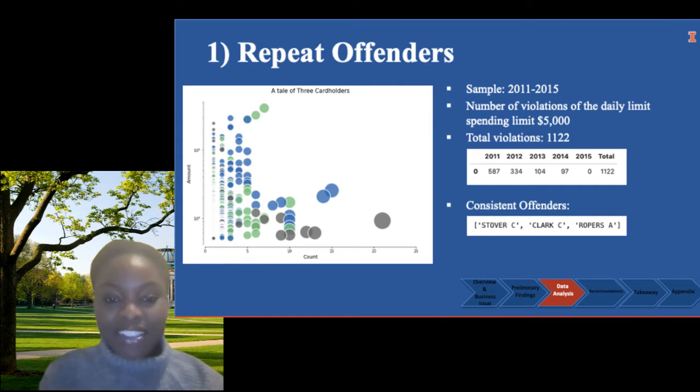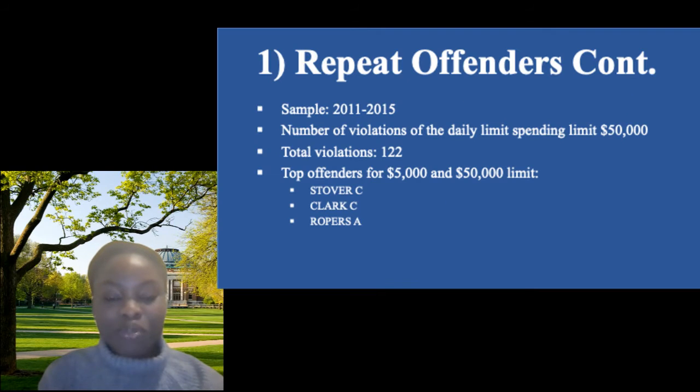Also, Clark C, Rupa A, and Stover C consistently violate the rules yearly. We also performed the same analysis for the full data set and found 122 potential violations of the $50,000 annual spending limits. From our analysis, we find that Clark C, Rupa A, and Stover C have violated both the $5,000 rule and the $50,000 annual spending rule. I'll now hand over to Alejandra to discuss sentiment analysis.